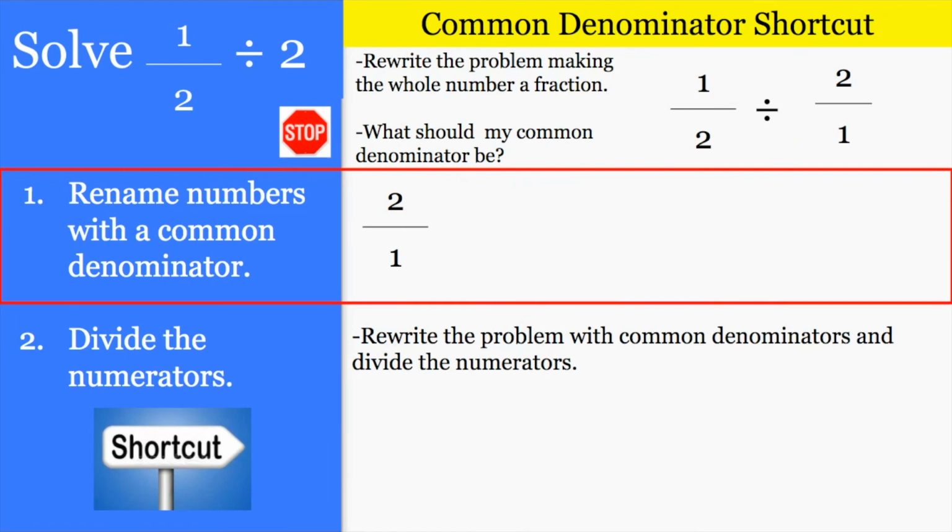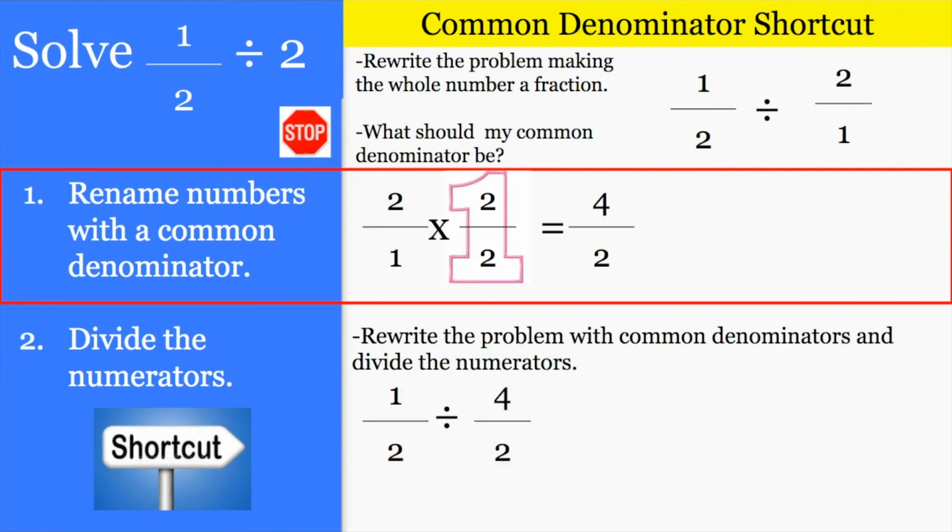Now, I need to take 2/1 and multiply it by a fraction equal to 1 that's going to give me a 2 in the denominator. I'm going to choose 2/2. When I multiply straight across for the numerators and straight across for the denominators, my equivalent fraction now is 4/2. Before I move to step 2, I'm going to rewrite the problem with common denominators.